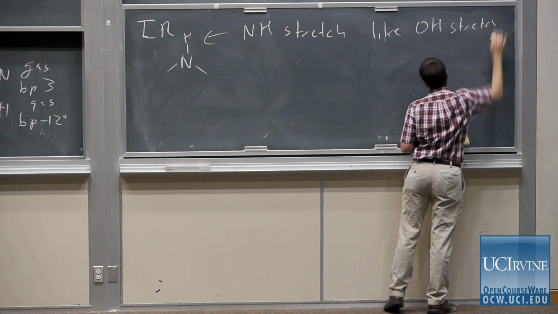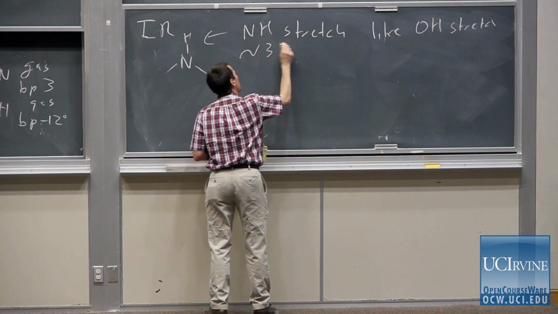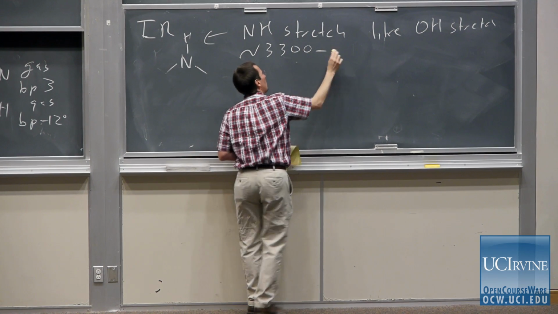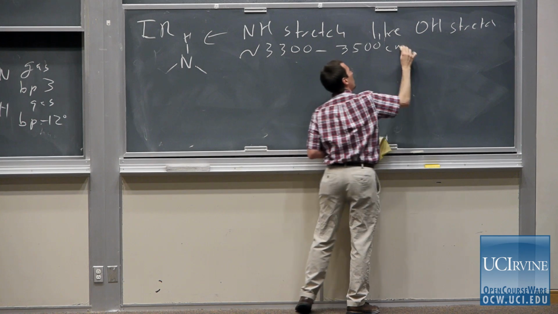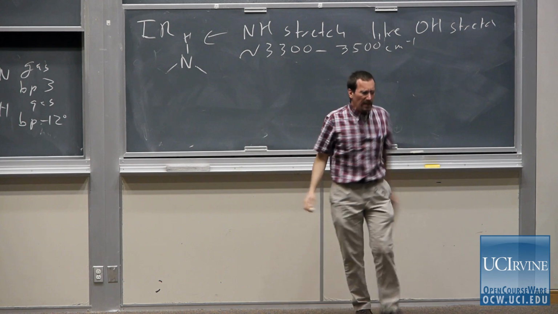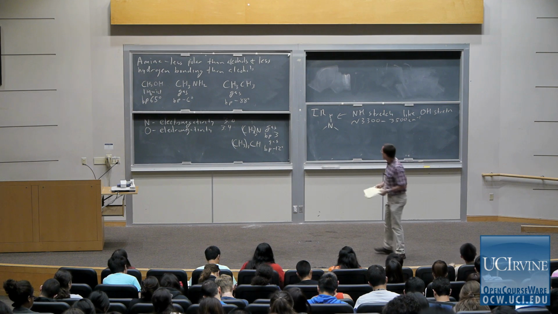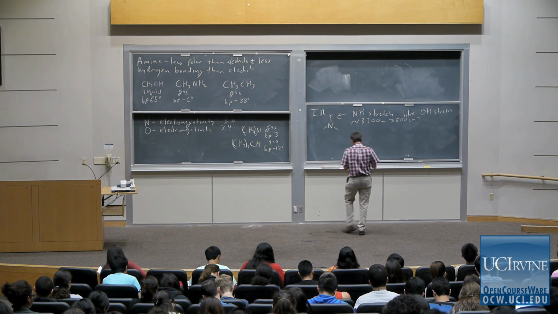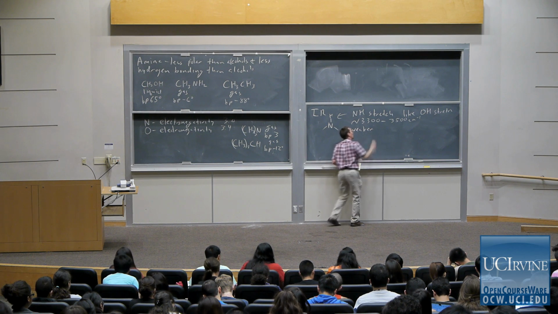In other words, you'll typically see, from your textbook, you can use 33. In my graduate course, I give more detail, but you can use 3,300 to 3,500 wave numbers. But when you look at an actual spectrum, what you see is the band's a lot weaker. Now, you're not going to see this, but maybe you will if there's some spectra in the homework.